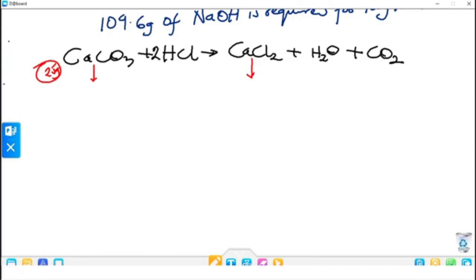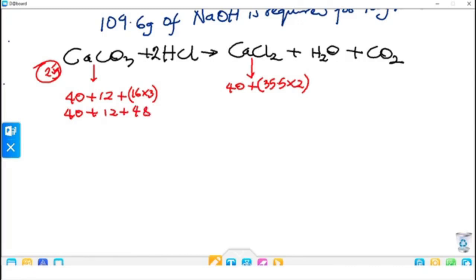So to do that, calcium in calcium carbonate is 40 plus carbon is 12 plus oxygen is 16, but there are 3 atoms there, so it's going to be 16 times 3. Then over here we have calcium is 40 plus chlorine is 35.5, but there are 2 atoms there, so it's going to be 35.5 times 2. Now to sum this up, we have 40 plus 12, 16 times 3, that gives us 48. And here we have 40 plus 35.5 times 2, that gives us 71.